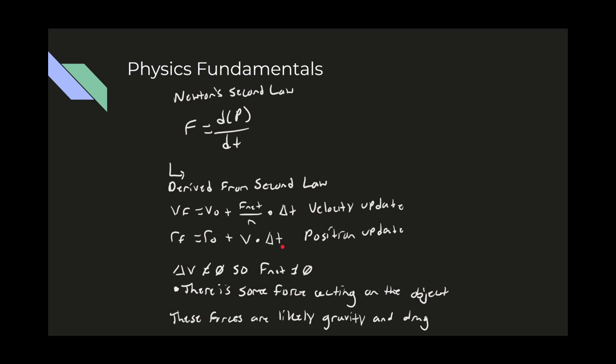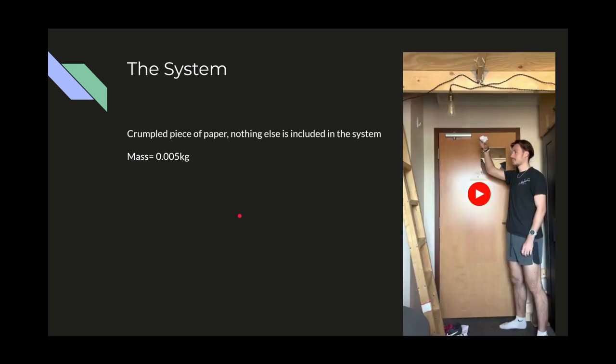These allow us to predict the velocity and position of an object if we know the net force acting on that object. In this case, we will be observing a falling object where the net force will not be zero, and we will observe this as a change in velocity. The system for this experiment is a crumpled up piece of paper and nothing else. The paper will be dropped from rest. Here's a video of the motion now.